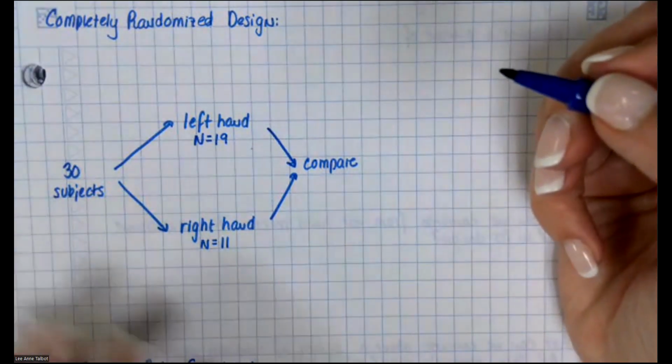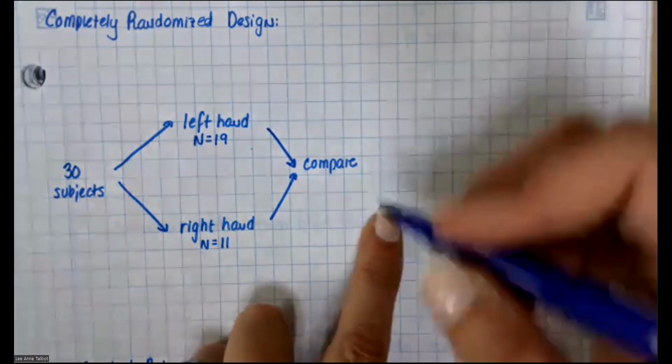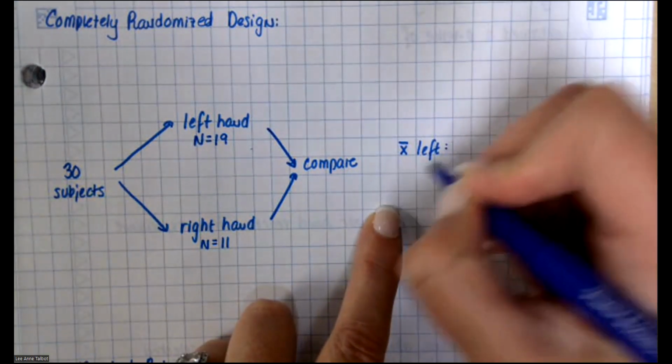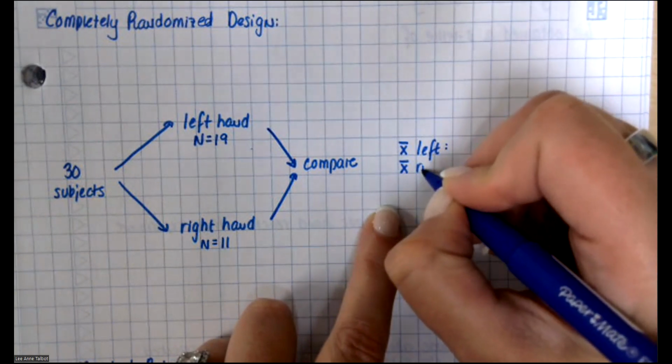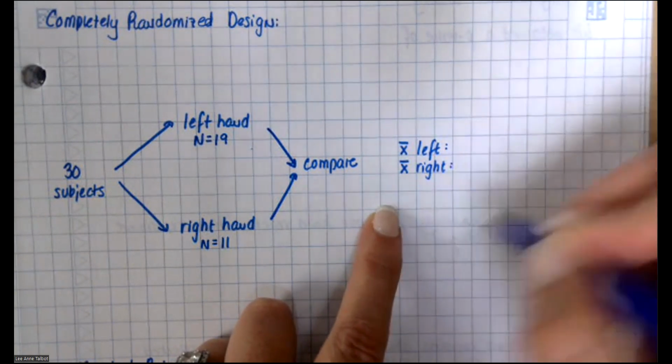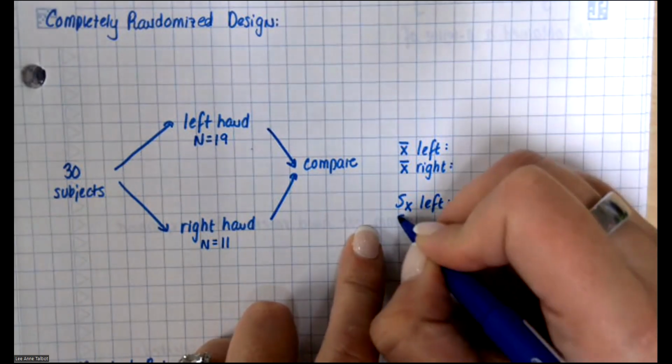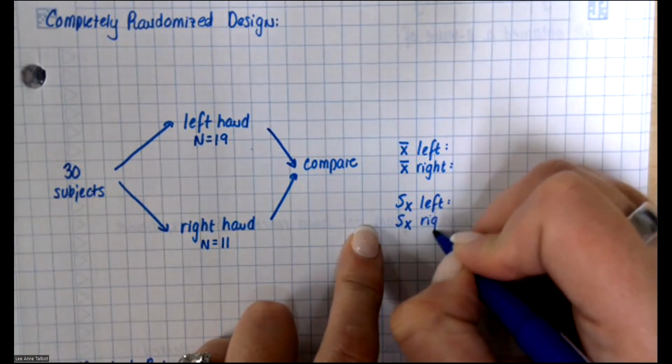Okay, so we have the mean of the left, the mean of the right, standard deviation of the left, standard deviation of the right.